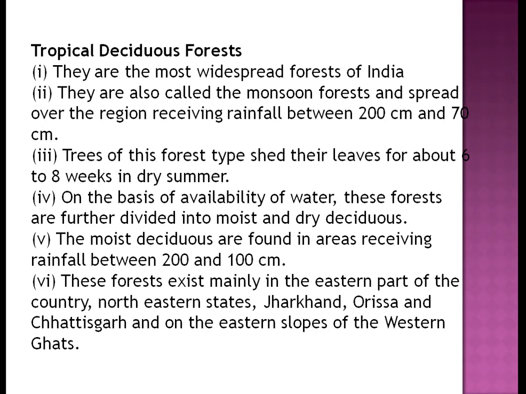Next, tropical deciduous forest. Again, here you are seeing the rainfall. They are called monsoon forests, as the others were called evergreen or tropical rainforest. The height is given. They are divided into two, moist and dry.